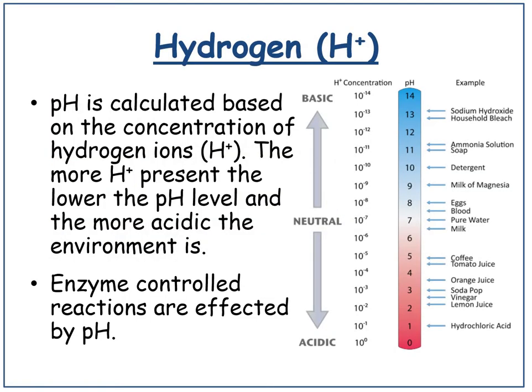First of all, hydrogen ions, or H+ ions. pH is calculated based on the concentration of hydrogen ions. The more H+ present, the lower the pH level and the more acidic the environment is. Enzyme-controlled reactions are affected by pH because of these H+ ions.